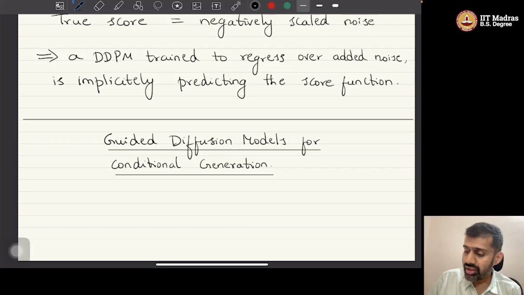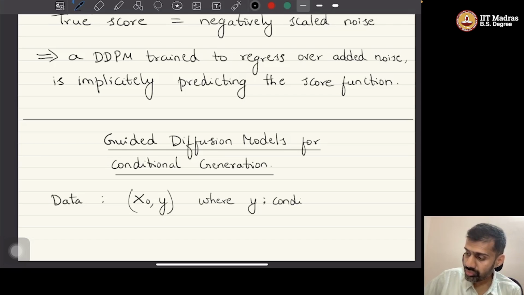So let's say that for this to happen, the data that we should have are tuples of this sort. It should have tuples like x0 comma y, okay, where y is the conditioning variable. So the example can be the following, right?